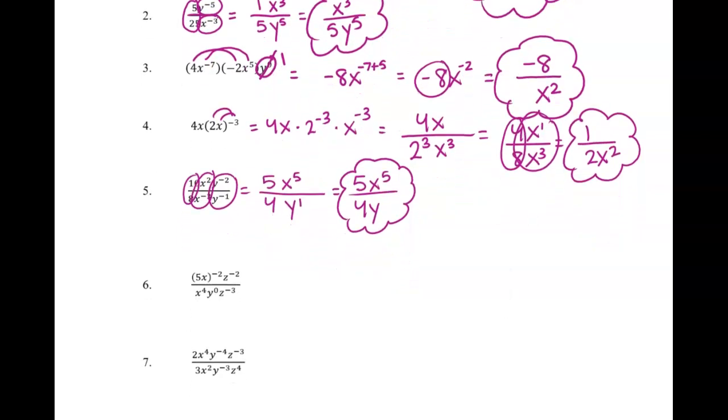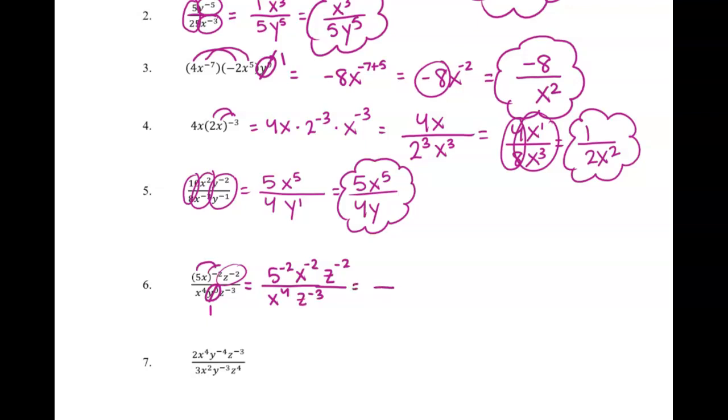Next one. Again, your exact process is up to you. I'm going to make a fraction bar. I'm going to distribute this. So we have 5 to the negative 2nd, x to the negative 2nd, and then we'll bring this z to the negative 2nd over. We have x to the 4th, y to the 0 goes to 1, so I'm just going to eliminate it. Z to the negative 3rd.